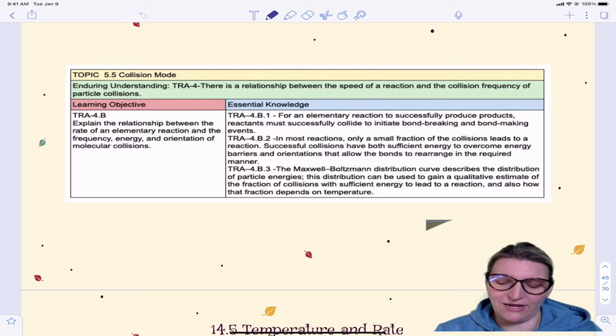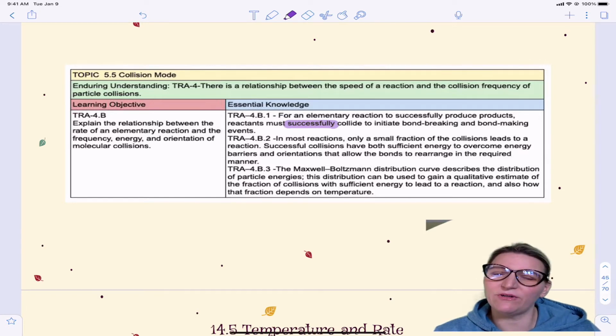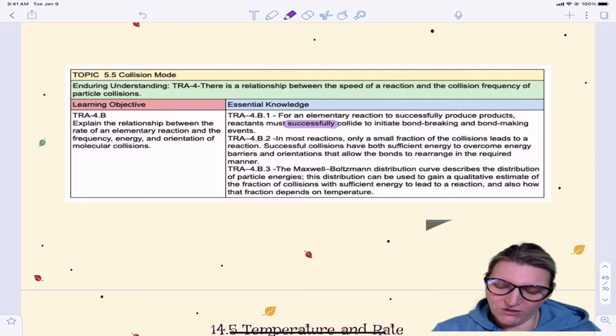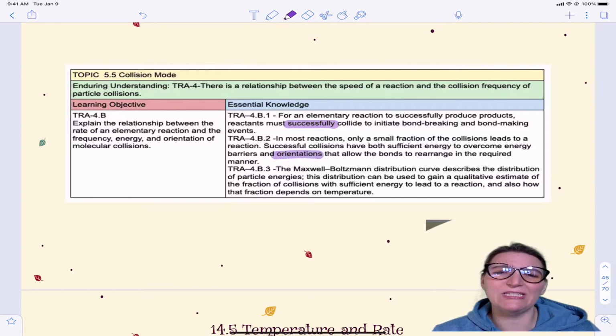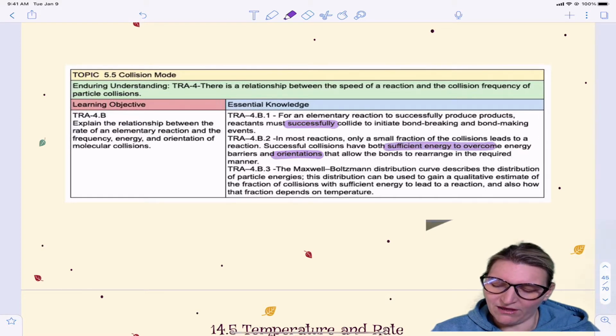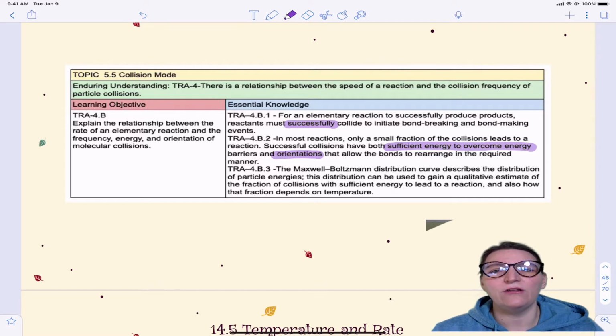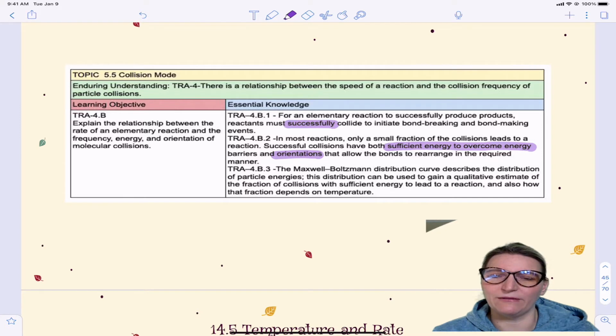We know that it has to have a collision in order to proceed, but not just any collision will do. We talk about that it must be a successful collision. What makes a successful collision? Well, there's a couple different things that a collision must have to be successful. The molecules or species that collide must be in the right orientation, and they have to have sufficient energy to break the bonds or to start the reaction going.